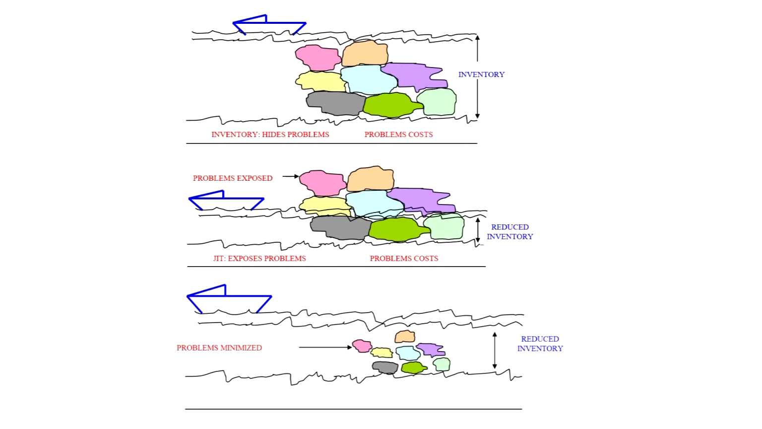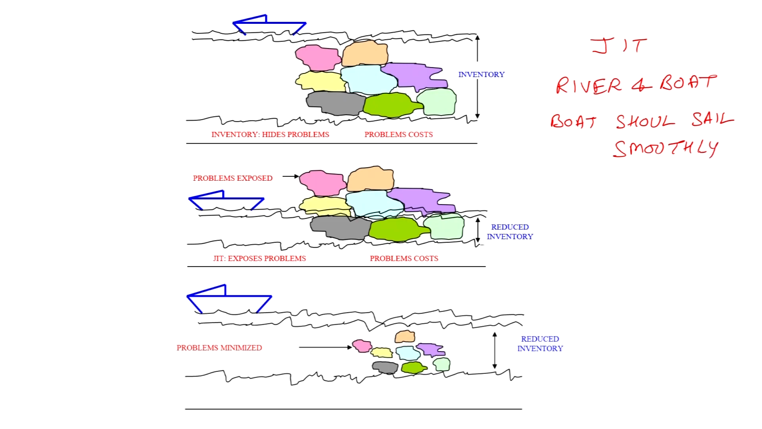Now, look at this, this is a Japanese way of explaining the things with the help of analogy. To explain the concept of JIT, we are taking the analogy of river and boat. Here boat is our manufacturing process which is meant to meet the customer's requirement, which is meant to fulfill the customer's expectation, and what we want, boat should sail smoothly, even though there are rocks at the bed of the river.